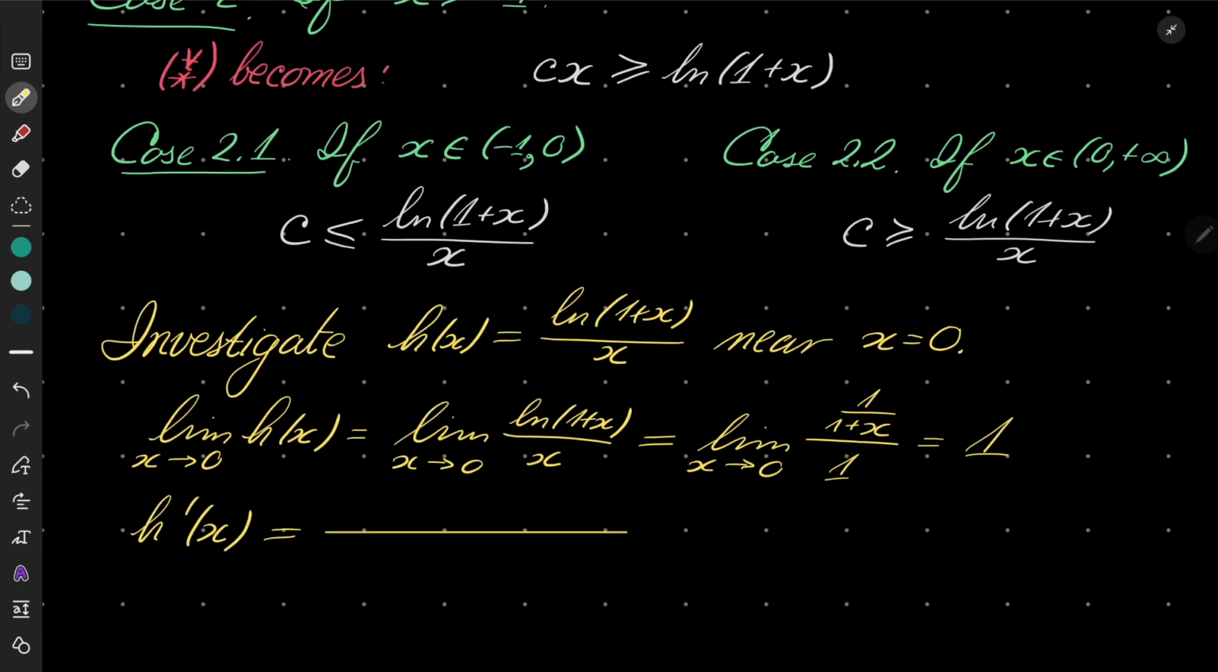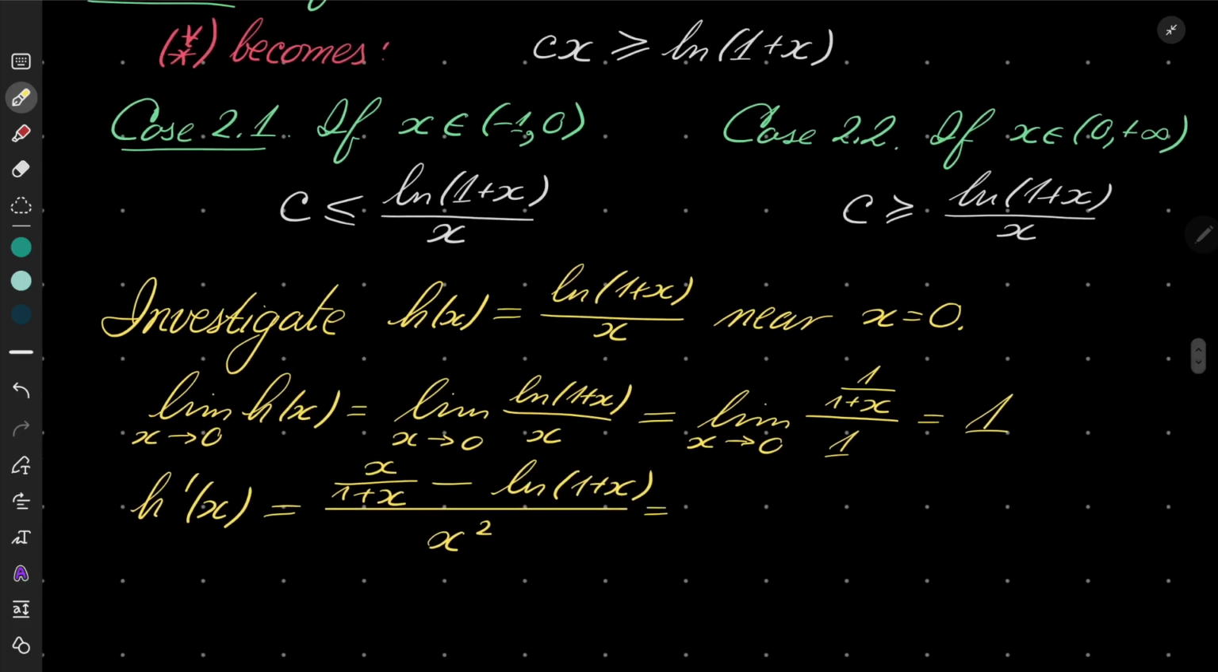Well, h prime of x, I have x squared in the denominator. Here I have x over 1 plus x. And here I have minus natural log of 1 plus x. Very well. And now I will write it maybe in this form, x squared times 1 plus x in the denominator, and here I have x minus 1 plus x times natural log of 1 plus x. And, well, what can we do? I want to investigate the sign of this expression near 0.